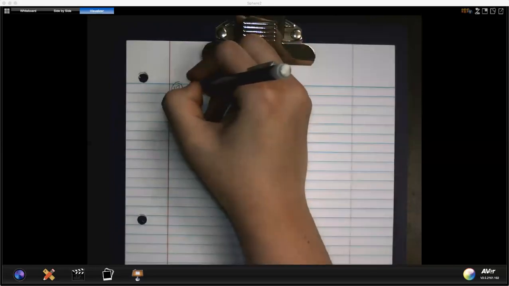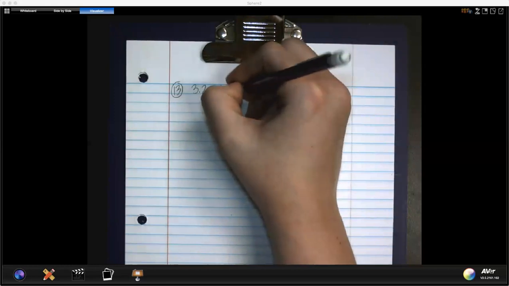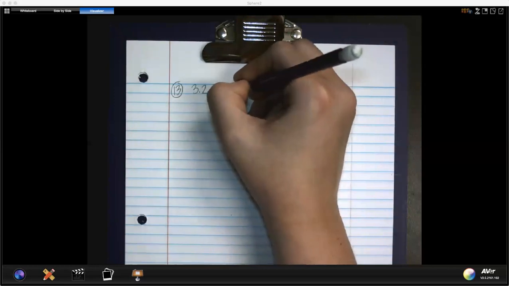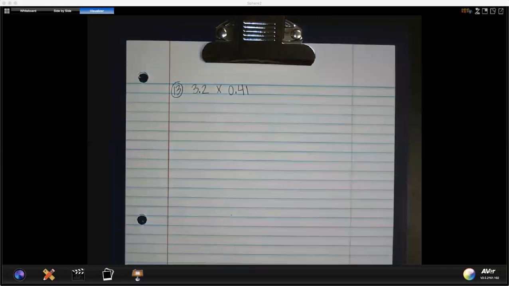All right, number 13, 3.2 times 0.41. We did some multiplying of decimals yesterday and Monday. So you should be good to multiply these. Should be a review from Monday and Wednesday. We multiplied decimals. So practice that. And I'll be right back with you.